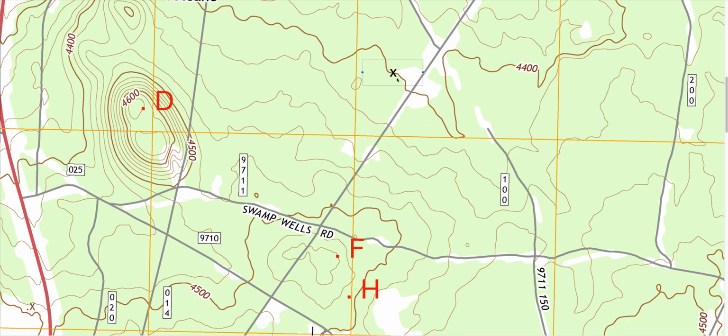So if this line here that I have a little X on is 4,400 feet above sea level, the next line up is going to be 4,420 feet above sea level. And the one above that, 4,440 feet above sea level.